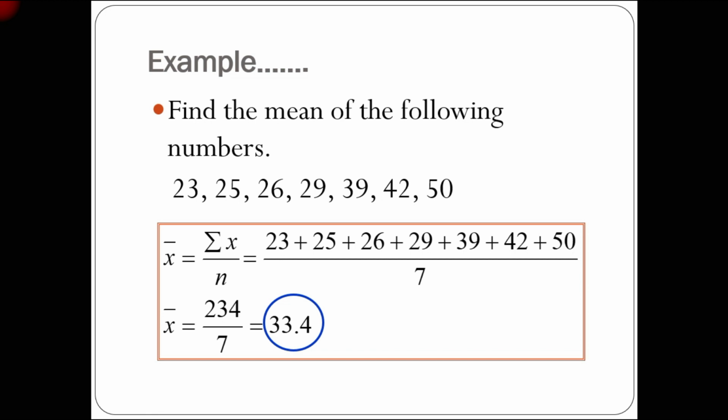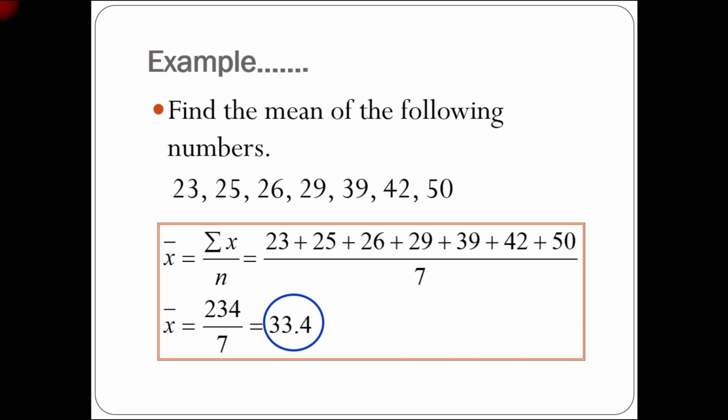Now, kunin natin yung 3 decimal places. So, we have 4, 2, 8. Yun yung sinagot niyo, for example, or yun yung nakuha ninyong sagot. Now, hindi ibig sabihin mali yun. Pwedeng ang gawin natin doon is 2 decimal, magiging 33.43.